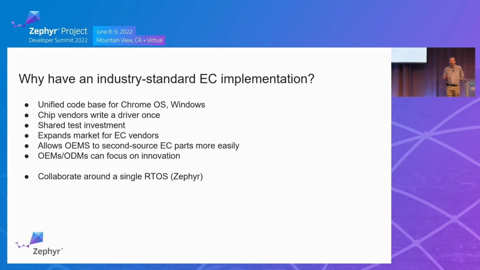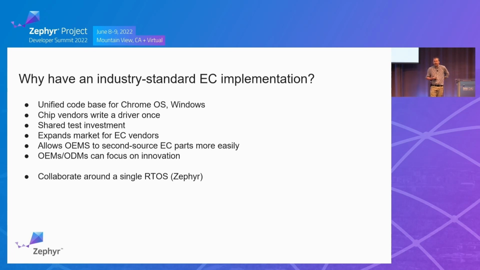So why are we doing this? What does it mean to align better with the industry, and why should you get involved in this effort? Here are some reasons that motivated us. Firstly, we can have a unified code base. Now that sounds obvious, but having a shared code base allows complex problems to be solved collaboratively with multiple parties. It allows the implementation to be expanded and refined over time, and it allows chip vendors to write a driver once and use it to support multiple designs.